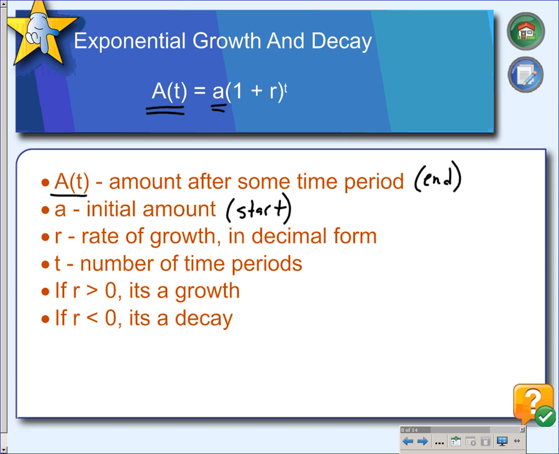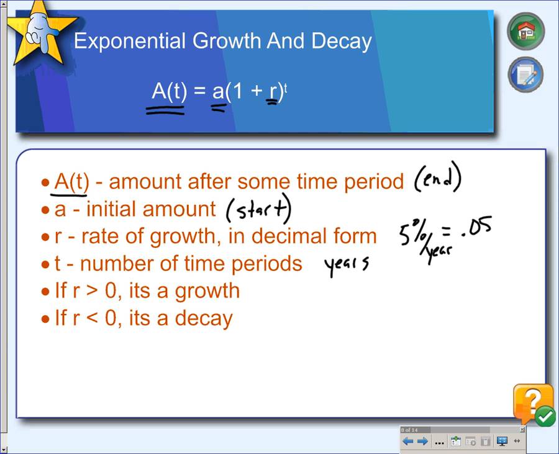R is the rate of growth right here. And you put that rate in decimal form. So if we had a 5% rate of growth, we would write that as 0.05. T is the number of time periods, and the number of time periods have to be in the same form as the rate of growth. So if you have a 5% per year, then time would have to be in years. If you had 5% per month, then the time would be a number of months.